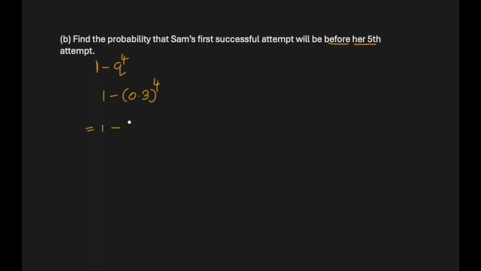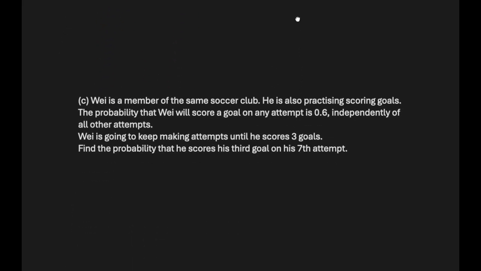1 minus 0.0081, yeah, 0.0081, and that will be how much? 0.9919, or if we do it for 3 significant figures, it will become 0.992. Let's move on to the next part, which is C.